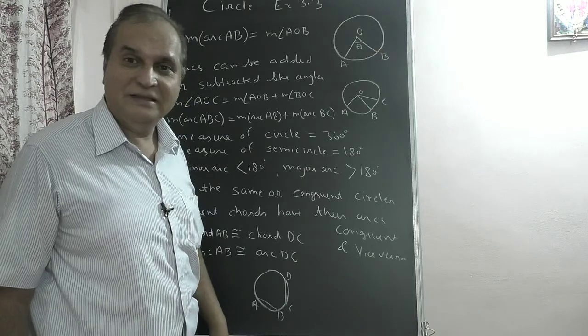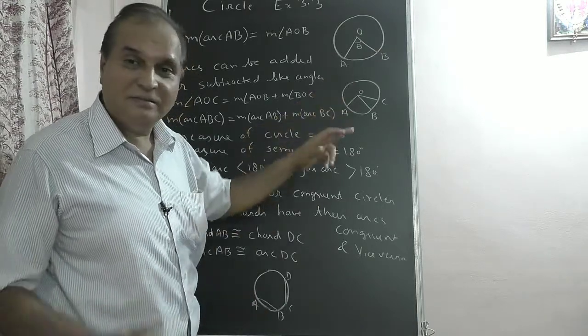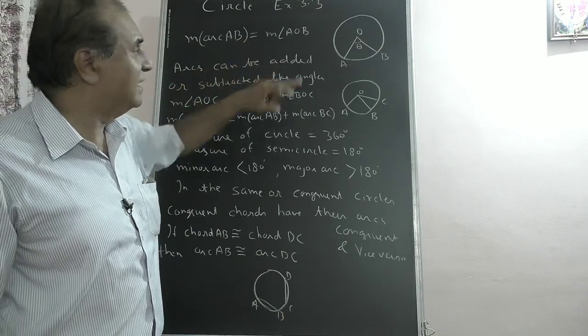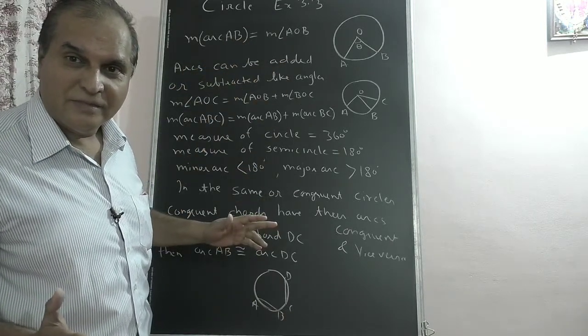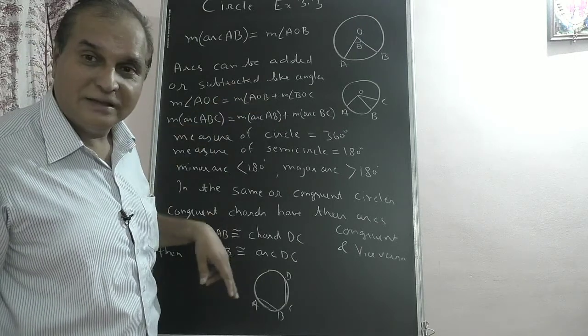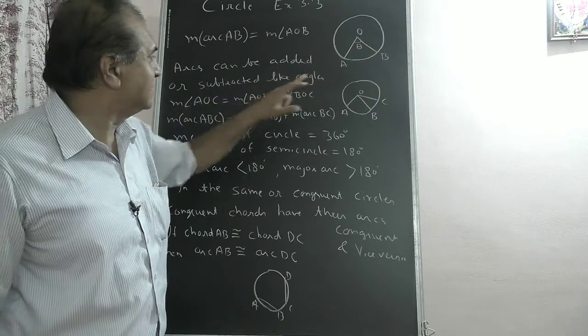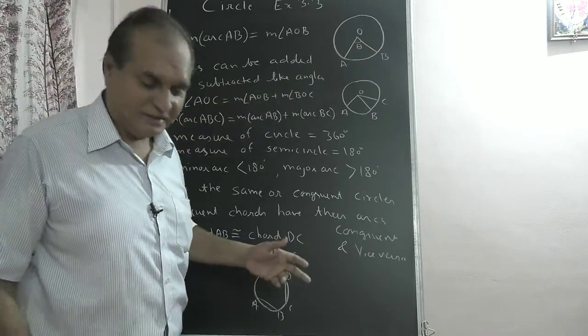By definition, this is measure of arc. It's measure of central angle. Understood? This is measure of arc AB is angle AOB. Getting central angle whose vertex is at the center of circle. Right? Now such arcs can be added or subtracted like angles.